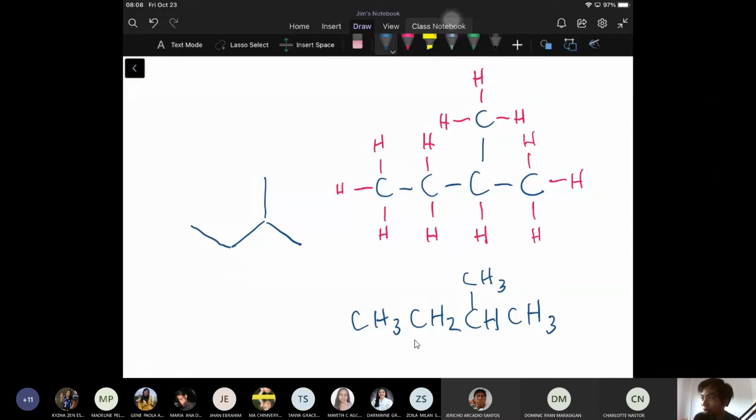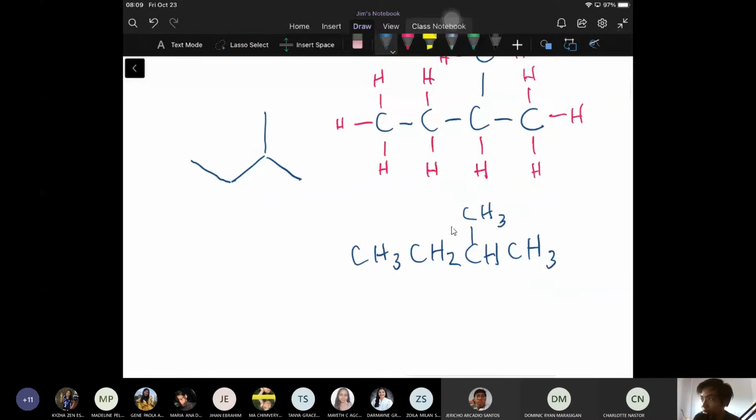Okay. So, this is how we draw the condensed structural formula of this molecule. Ipapakita mo kung saan nakadugtong itong group na to. Dito. Okay? So, another way to represent this is ganito. Ano meaning niyan? So, CH3, CH2, CH, then CH3 tas may subscript na 2. Ano meaning ng subscript na 2? May dalawa tayong CH3 attached to this carbon.